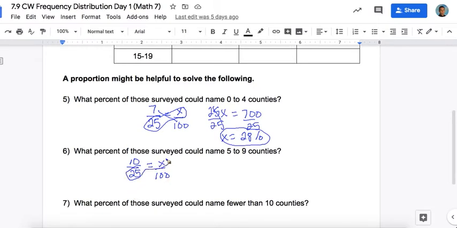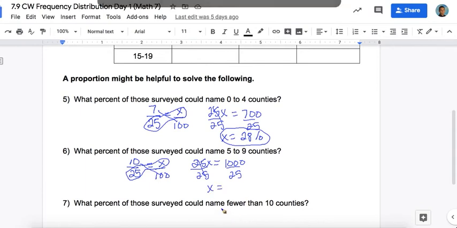And I'm going to do 25 times x, which is 25x. And 10 times 100 is 1,000. Divide by 25. And the answer is 40%.